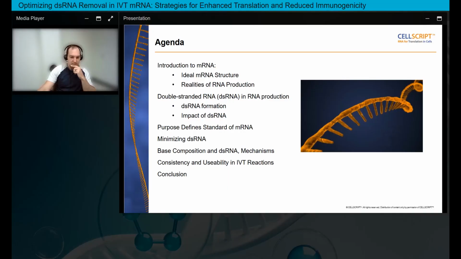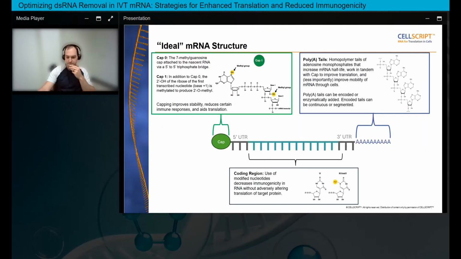So we're going to talk about mRNA production a little bit, the dream and the reality of it. We're going to talk about double-stranded RNA. We're going to talk about defining our quality standards by the type of RNA that we're making and the use that it is intended for. We'll talk about strategies, both in the industry at large as well as internal work, to reduce double-stranded RNA as a means of improving translation, and the consistency and usability of a lot of these different tactics and how useful they may be to any customer.